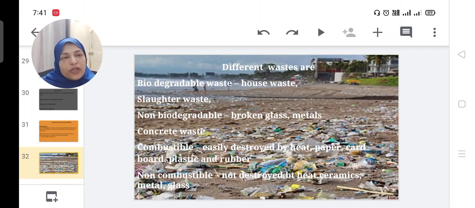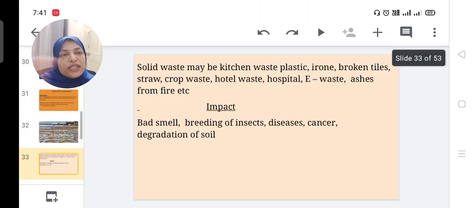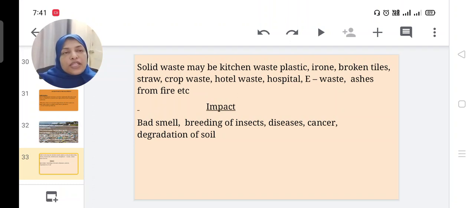Non-biodegradable waste are broken glass, metals. Combustible means easily destroyed. Non-combustible means not destroyed by heat. And solid waste may be kitchen waste, plastic, iron, broken tiles, straw, crop waste, hotel waste, hospital waste, e-waste.